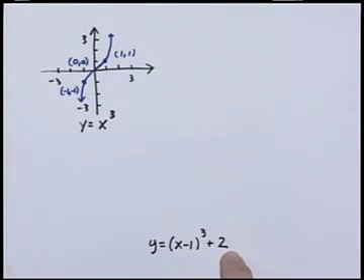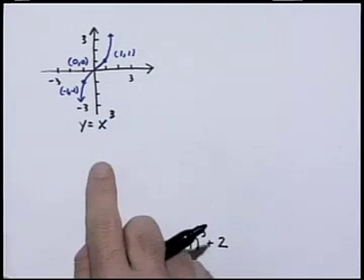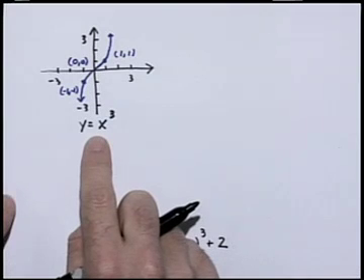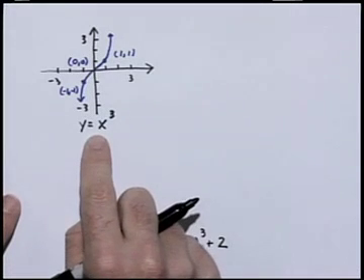To do this problem, the first thing that we have to recognize is what is the function in our library of functions that we're graphing. Here you can see that we're basically graphing a cube function, and for that reason we're going to start with the graph of y equals x to the third power.